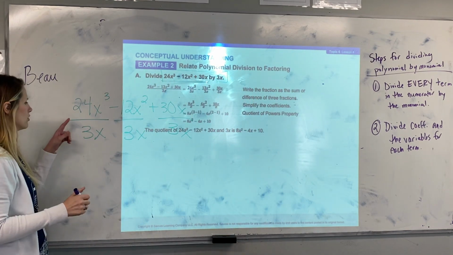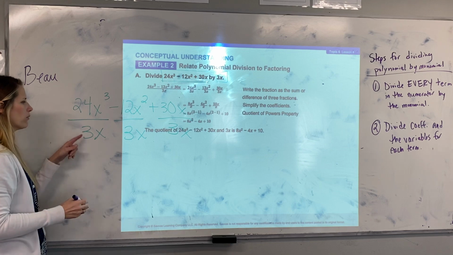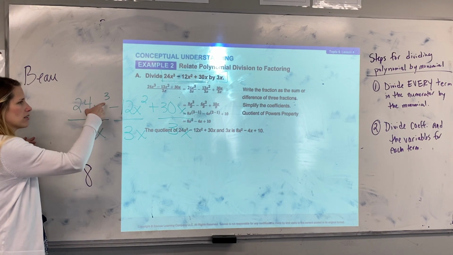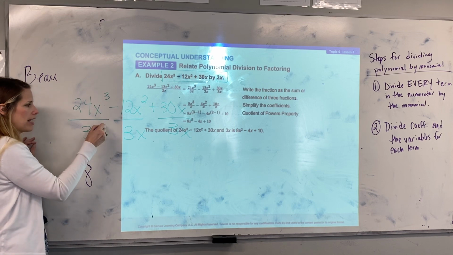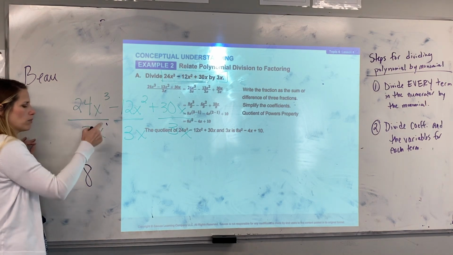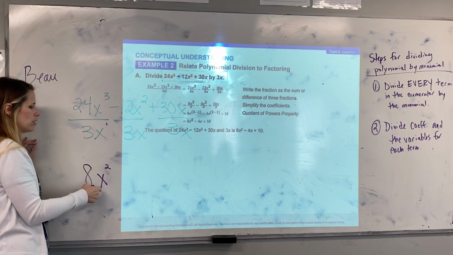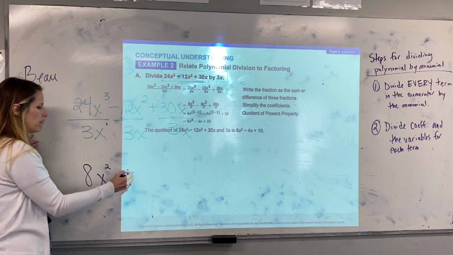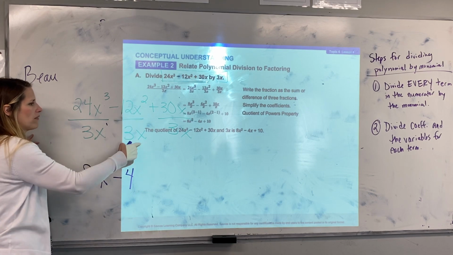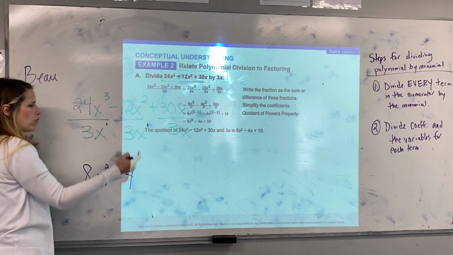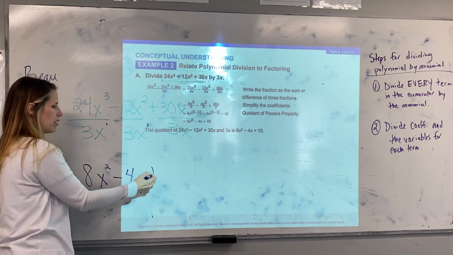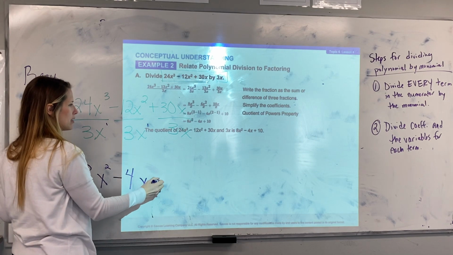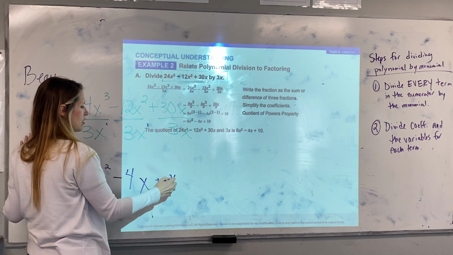So I'm just going to write everything underneath. 24 divided by 3 is 8. X cubed divided by x, if you'd like, you can put a 1 here, so you can do 3 minus 1. X squared. So 8x squared. Then minus 12 divided by 3 is 4. And then x squared divided by x, 2 minus 1 is 1. So that'd be x to the 1, but we don't need to show that 1. We simplify. And then plus 30 divided by 3 is just 10.